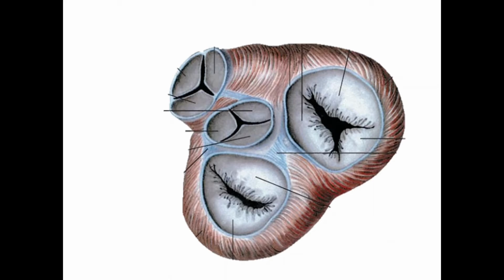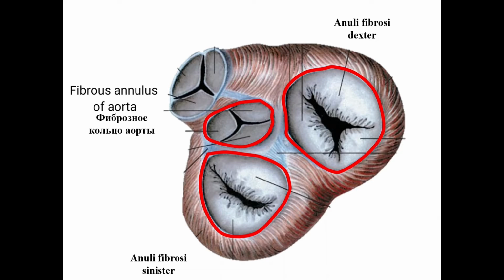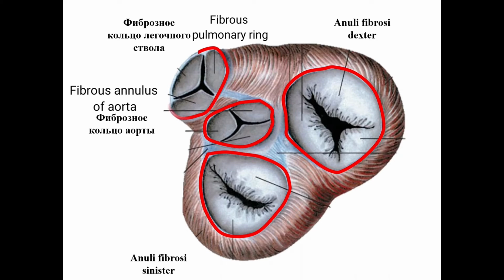The skeleton of the heart is a connective tissue. The myocardium begins from it. The atrioventricular valves and the valves of the aorta and pulmonary trunk are attached to it. The right annulus fibrosus, annulus fibrosus dexter, is a site of attachment of the right atrioventricular or tricuspid valve. The left annulus fibrosus, annulus fibrosus sinister, is the place of attachment of the left atrioventricular or mitral or bicuspid valve. The aortic valve is attached to the fibrous ring of the aorta, and the pulmonary valve to the fibrous ring of the pulmonary trunk.